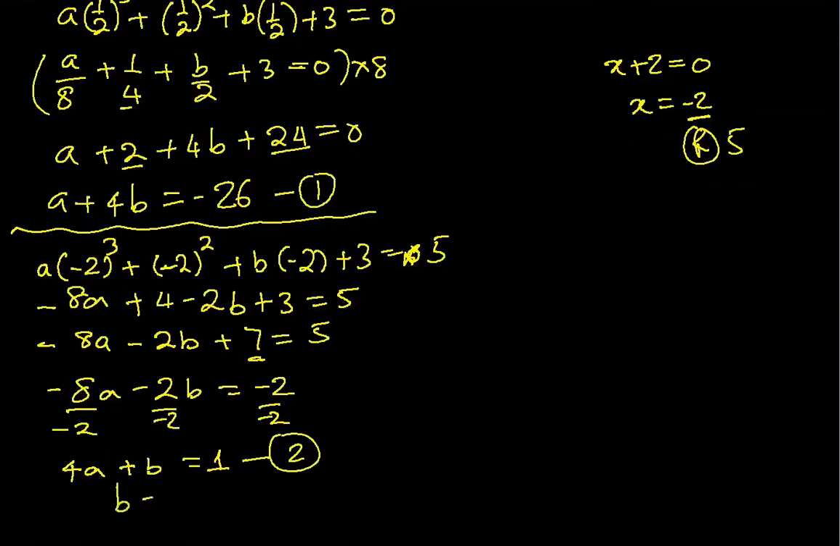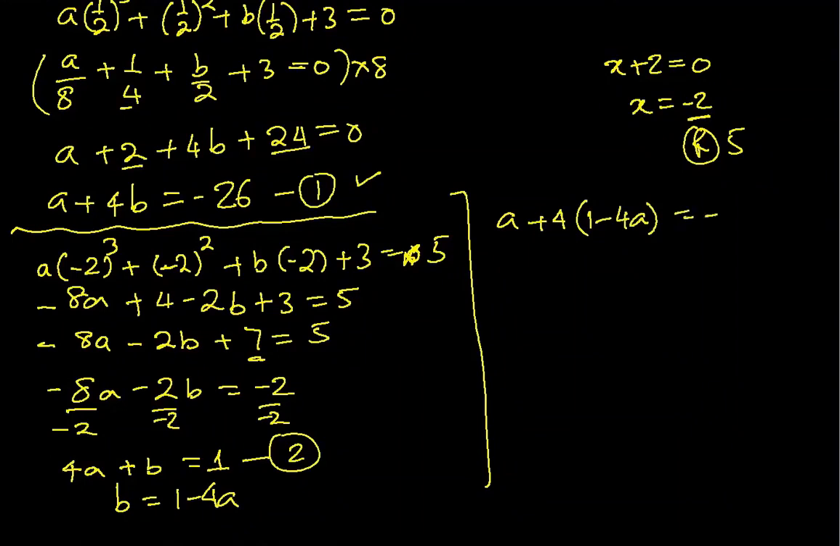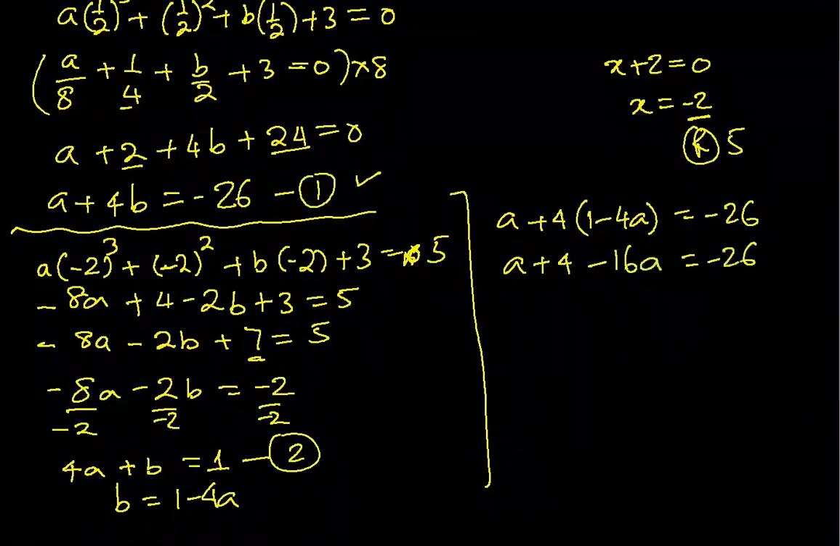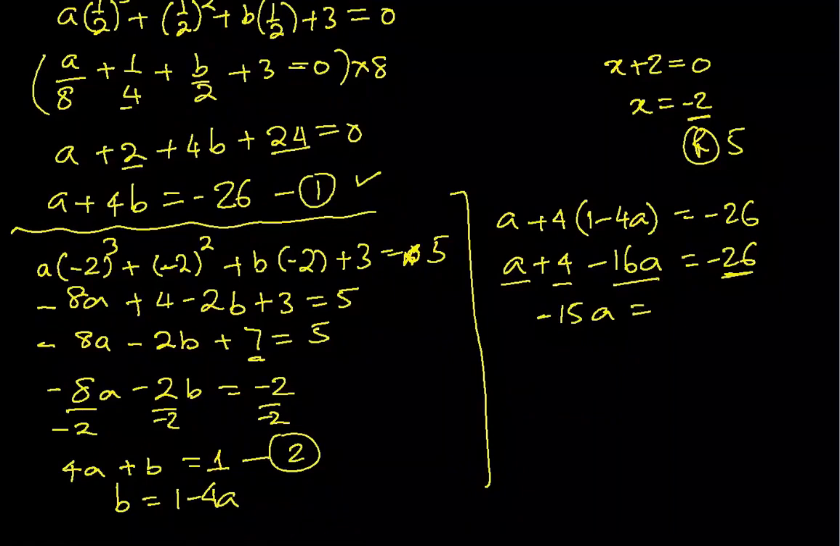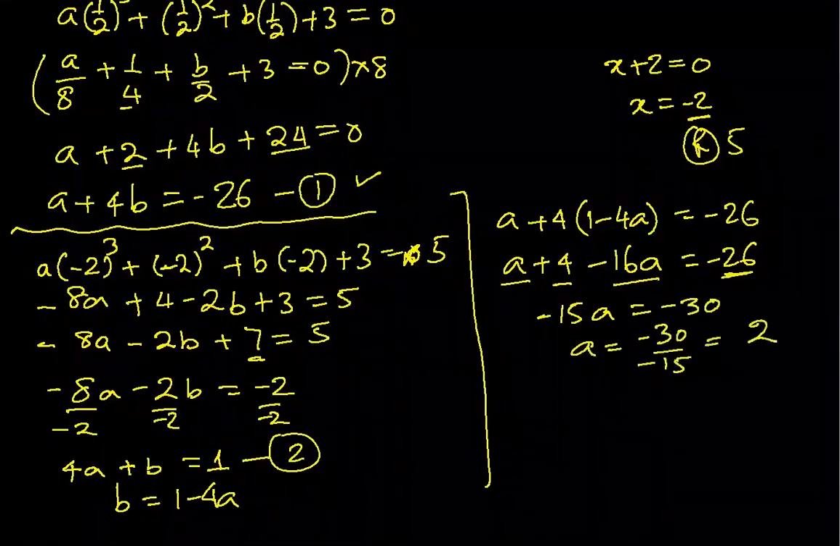So now let's isolate b here. B equal to 1 minus 4a, so that I can substitute in equation number 1. So a plus 4 times b, which is 1 minus 4a, equal to negative 26. So a plus 4 minus 16a equal to minus 26. So a minus 16a is minus 15a. 4 goes and becomes minus 4 to the right side. We'll get minus 30 here. A equal to minus 30 over minus 15, positive 2.